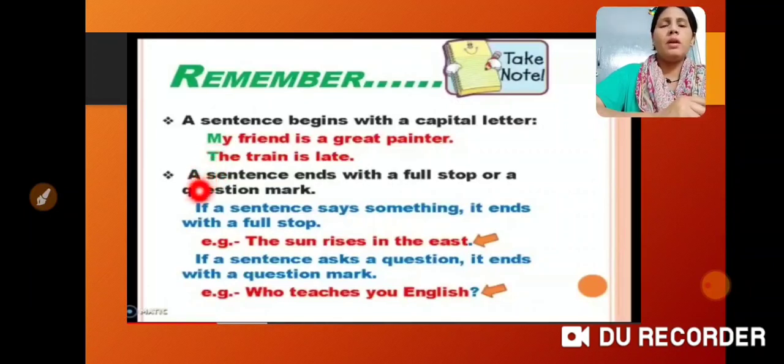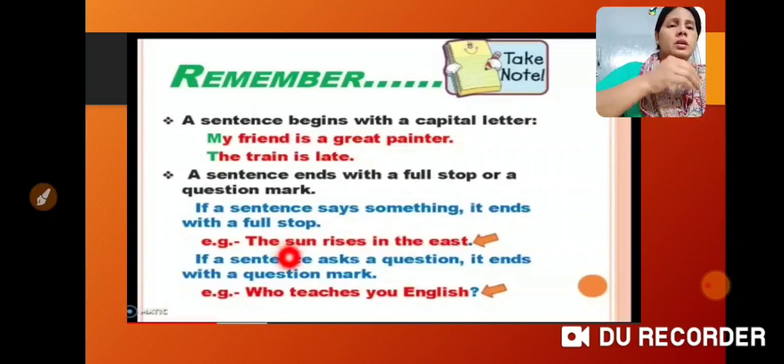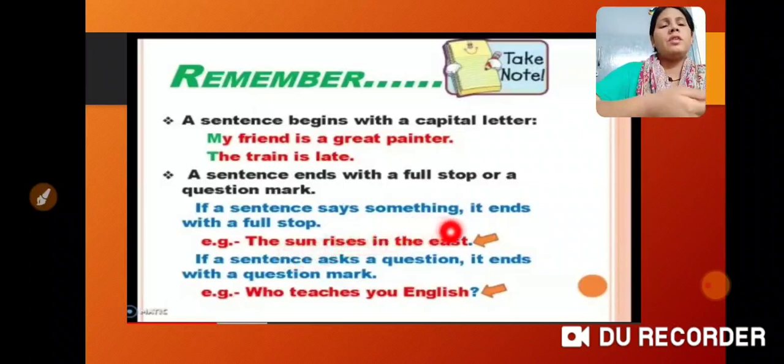Then always remember that a sentence ends with a full stop or a question mark. If a sentence says something, it ends with a full stop. For example, the sun rises in the east. This sentence is telling us something. What? That the sun always rises in the east. That's why this sentence ends with a full stop.